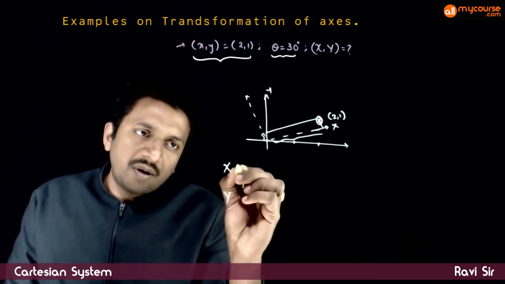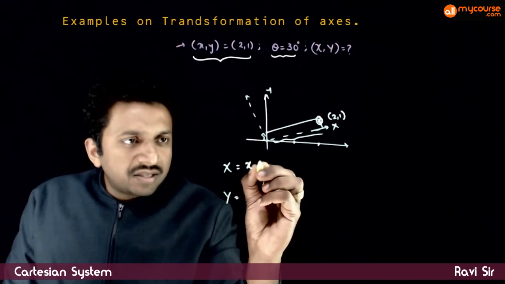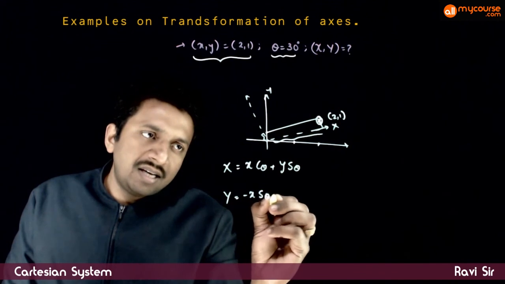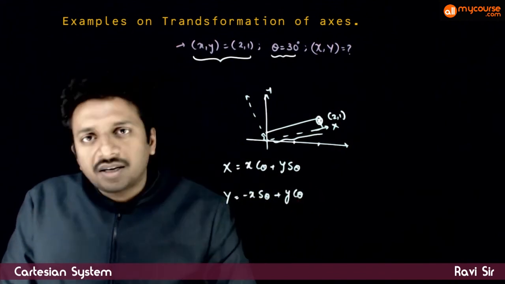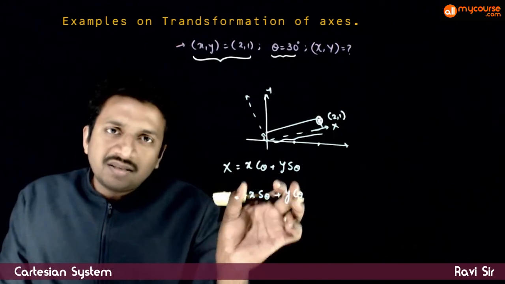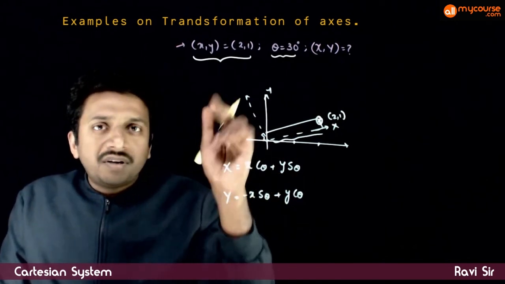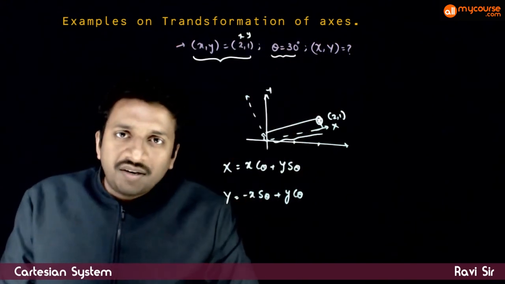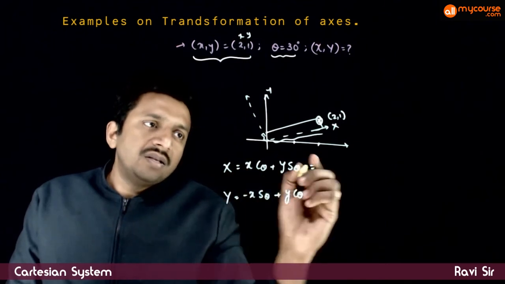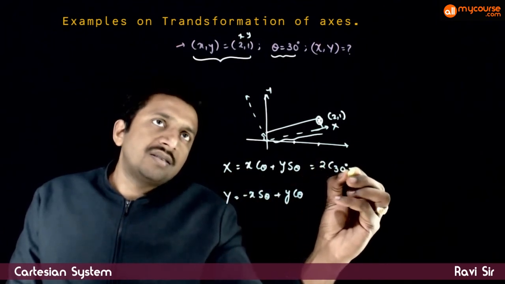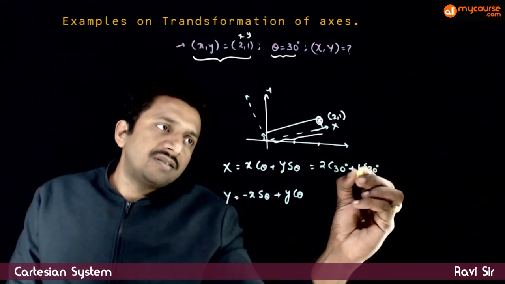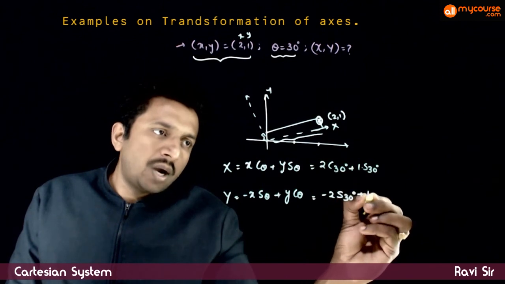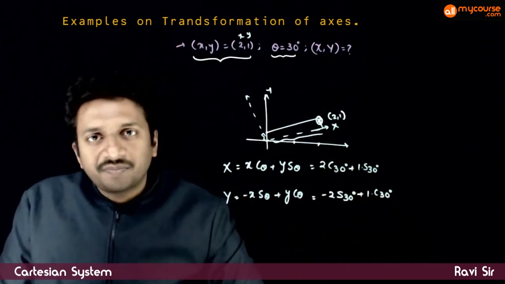So capital X, capital Y is equal to x cos theta plus y sin theta, and minus x sin theta plus y cos theta. So capital X, capital Y is this and this. Now according to the given question, small x is 2, small y is 1 and theta is equal to 30 degrees. That is equal to 2 cos 30 degrees plus 1 sin 30 degrees, and minus 2 sin 30 degrees plus 1 times cos 30 degrees.